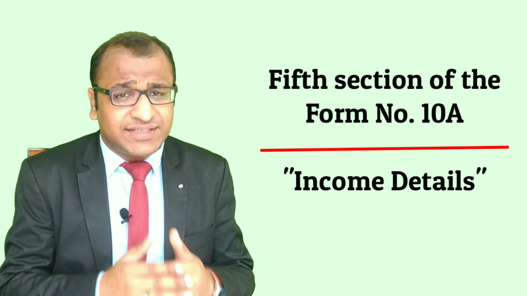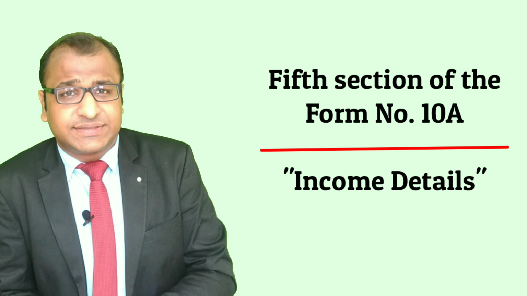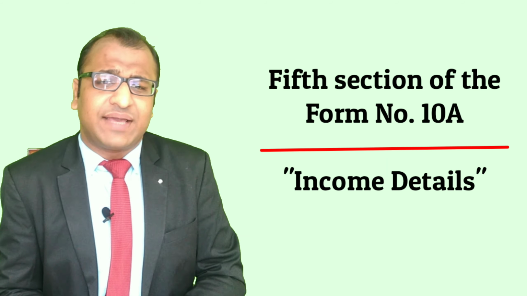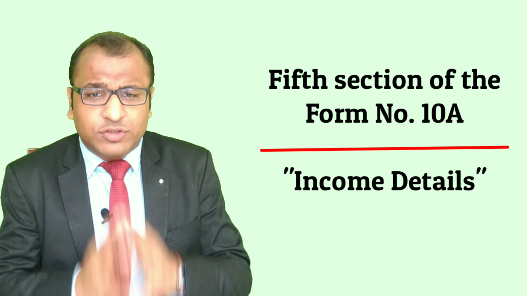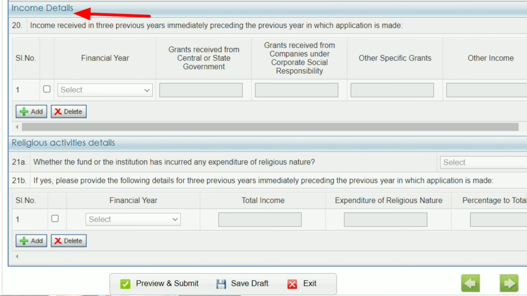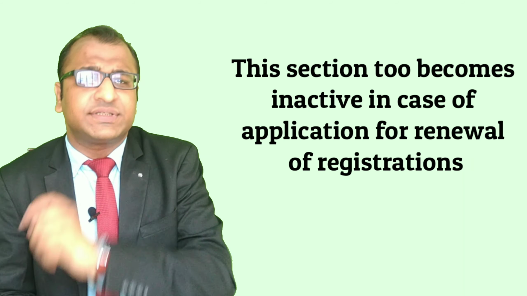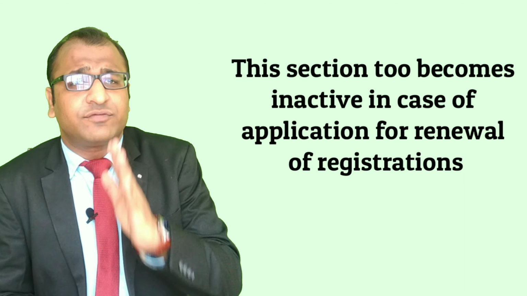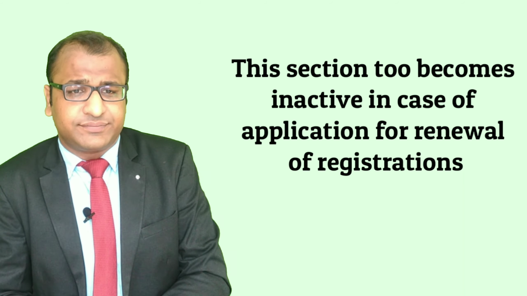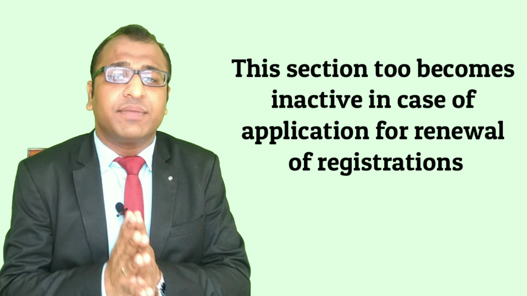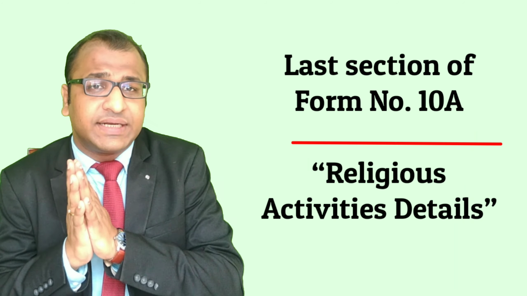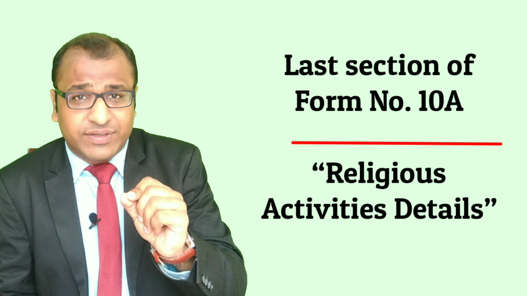Moving to the second last section of the form, income details. Similar to the details of assets and liabilities, this section is also required to be filled only in case of application for fresh registrations under the relevant sections, whether it is 12AB or 80G or 10(23C). This section too becomes inactive in case of application for renewal of registrations. Finally, coming to the last section of Form 10A, religious activities details.